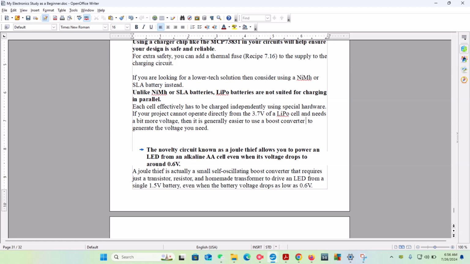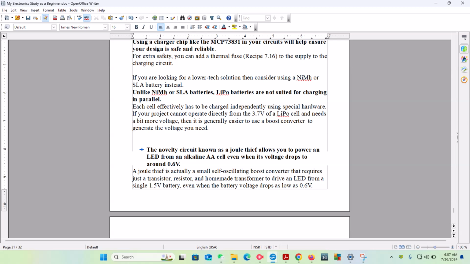Now, the novelty circuit known as the Joule Thief allows you to power an LED from an alkaline AA cell, even when its voltage drops to around 0.6 volts. A Joule Thief is actually a small self-oscillating boost converter. Remember, we talked about transformers, inverters and converters, AC to AC, AC to DC and DC to AC. Okay, so we have a boost converter.